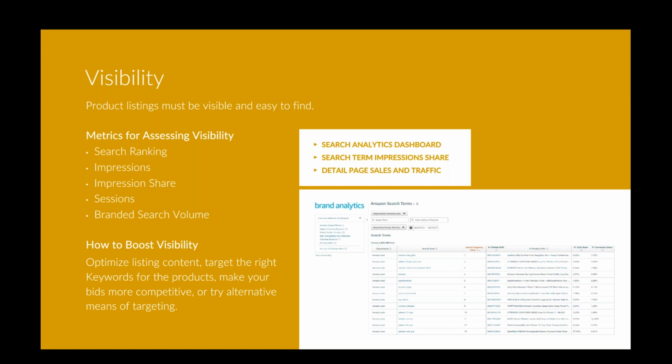So our impressions increasing, impression share, what percentage of impressions are we getting on keywords? That can all be found in the search term impression share report in the Amazon advertising portal. Again, sessions from a business perspective: how many unique shoppers are we getting to our listings over a given date range? And again, that's on the detail page and sales traffic report.